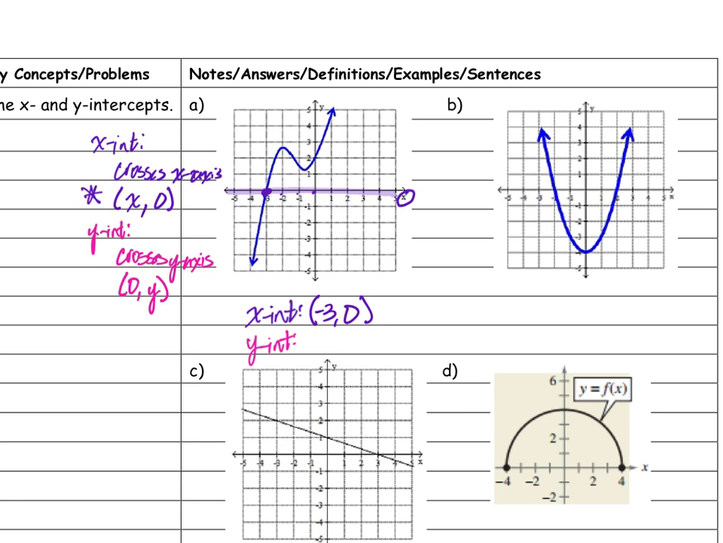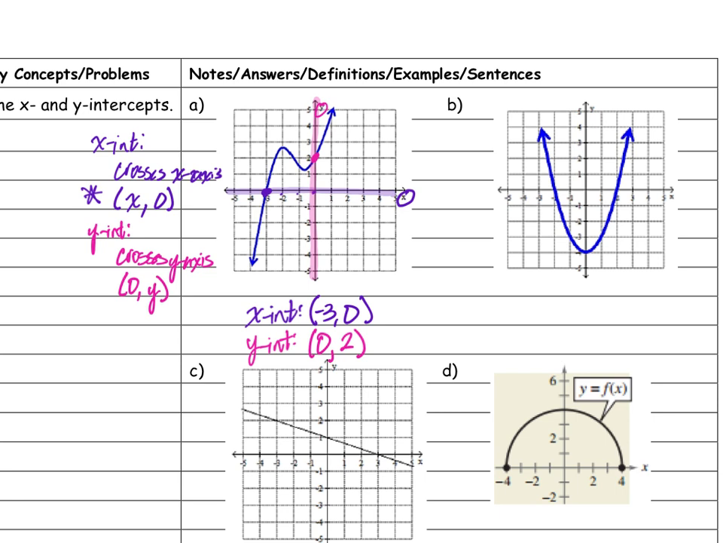Okay? And then the y-intercept is where it crosses the y-axis. And again, here's the y-axis. It's the one that goes up and down. If I follow the y-axis, I look at the whole thing until I see where the graph crosses the y-axis. And it crosses it at 2. So this form, remember it says 0, y, so this number is always 0. And my second number is where it crosses the y-axis, which was 2. Does that help a little bit?